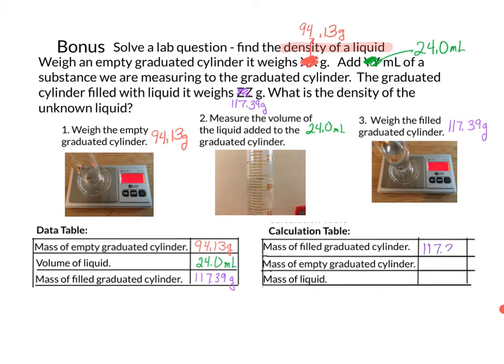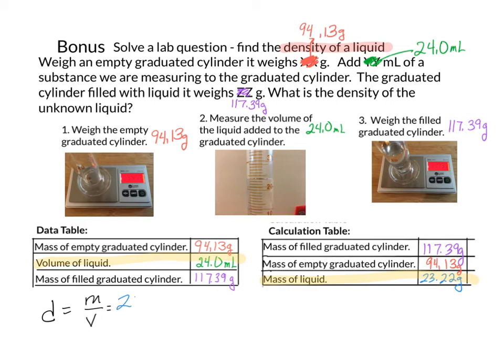We're going to subtract out the empty cylinder, which was 94.13 grams, and we find our answer to be 23.22 grams. So now we have the mass of the liquid and the volume of the liquid. We just need to do the calculation. Since we're finding the density, we'll put the mass on top.